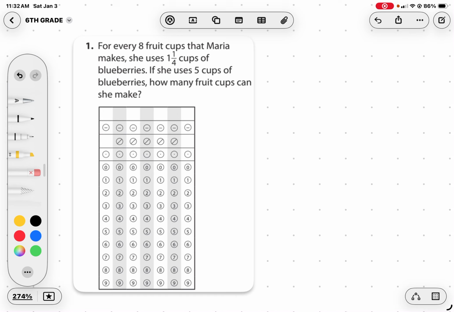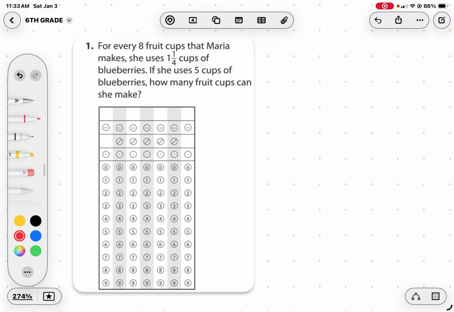This one says, for every 8 fruit cups that Maria makes, she uses 1 1/4 cups of blueberries. If she uses 5 cups of blueberries, how many fruit cups can she make? All right. So this is going to be a simple little setup here.